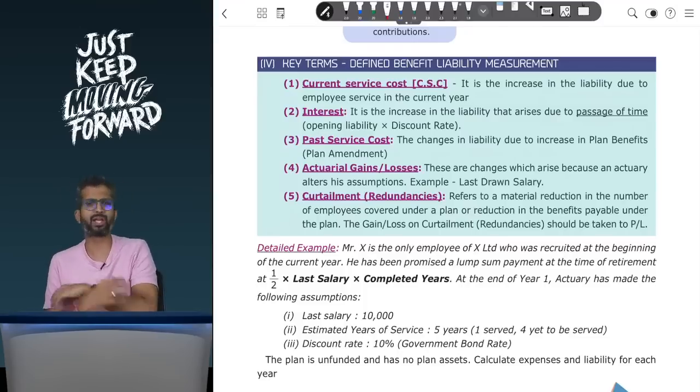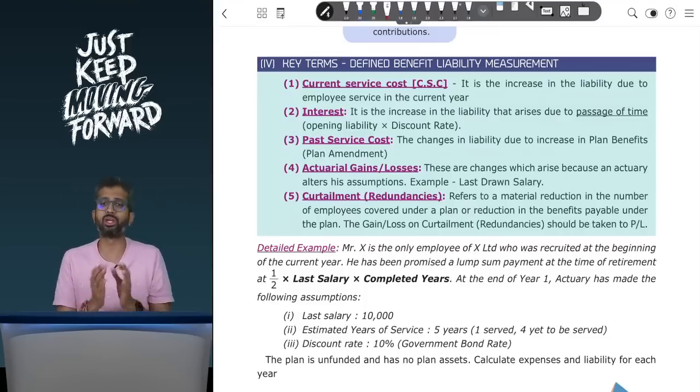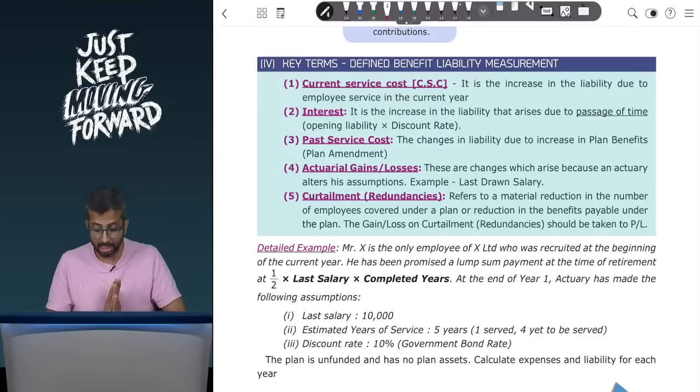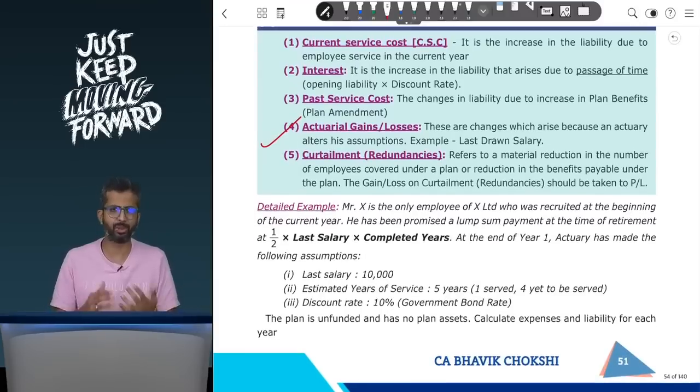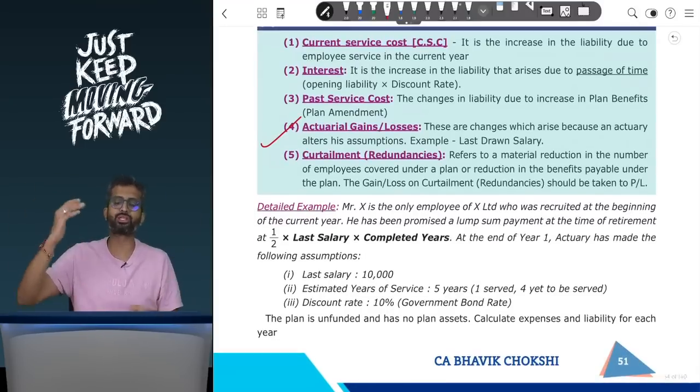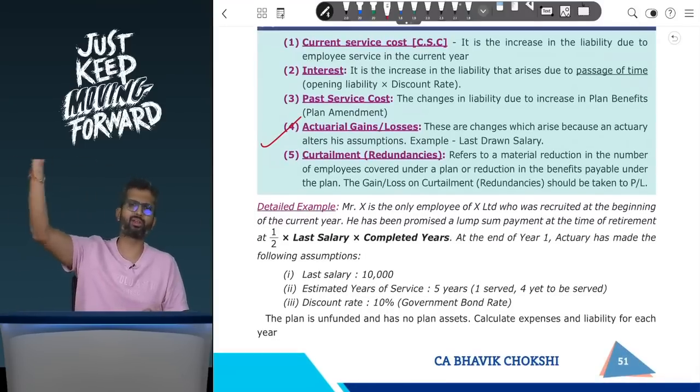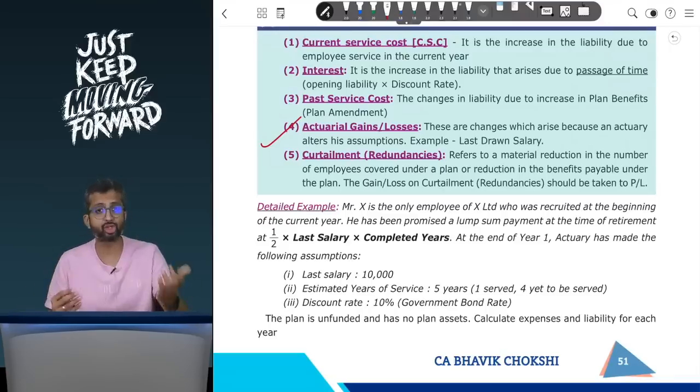So again, past service cost or the gain or loss on curtailment will go to the profit and loss only. Then there are actuarial gains or losses. One needs to remember that with these plans, you have to make so many assumptions: when will the employee retire, what will be his last drawn salary, what will be the inflation, what will be the discount rate.